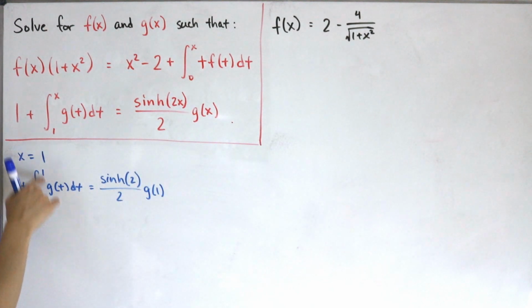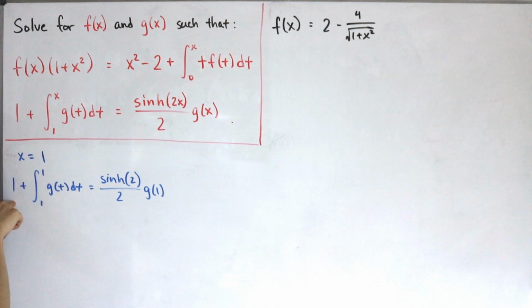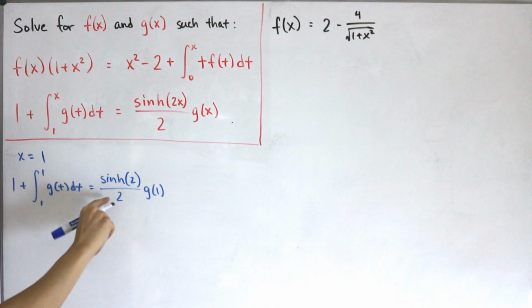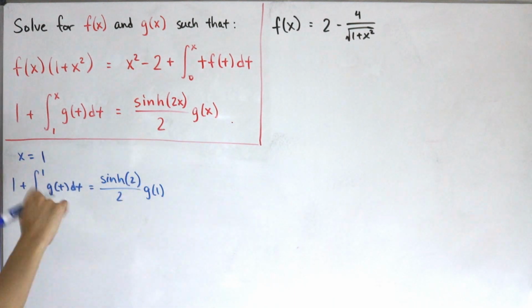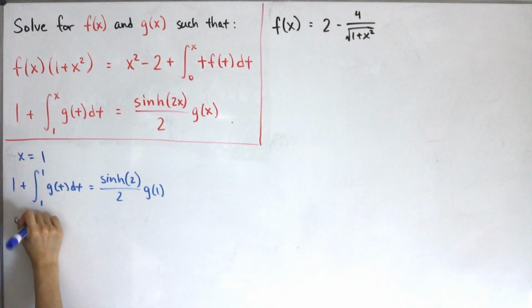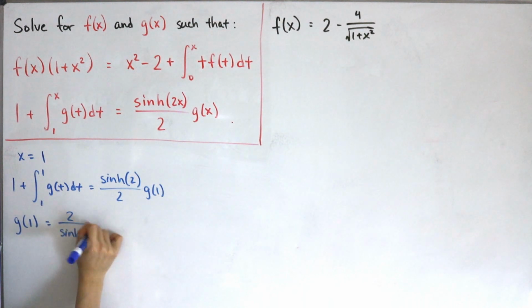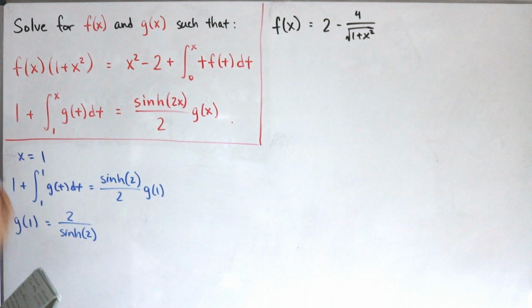Notice that we're on the same interval, so that's actually just going to get rid of itself and say that this is just going to equal 0. So I have 1 is equal to this. Then I'll just divide by the hyperbolic sine of 2 divided by 2 on both sides, and we get that g of 1 is simply going to equal 2 divided by the hyperbolic sine of 2. Okay, so we're just going to keep this in mind.